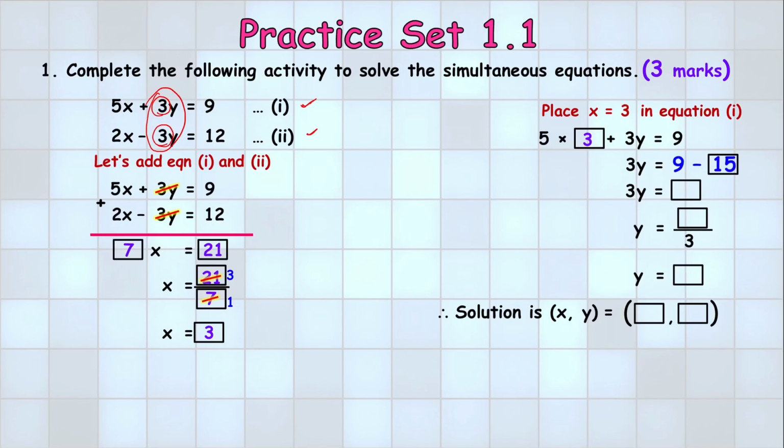3y is equal to 9 minus 15. Okay, so 3y is equal to minus 6. So y is equal to minus 6 upon 3, that is equal to minus 2. And I got the answer: 3 and then minus 2.